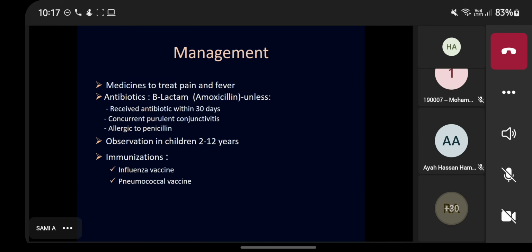Now, in terms of management, it's very important to recognize that otitis media is very painful. Pain management is a mainstay of treatment of otitis media in children, and pain is a very common feature and can be quite severe. So we use paracetamol or ibuprofen for pain or fever, and sometimes you may use a topical analgesic drop.